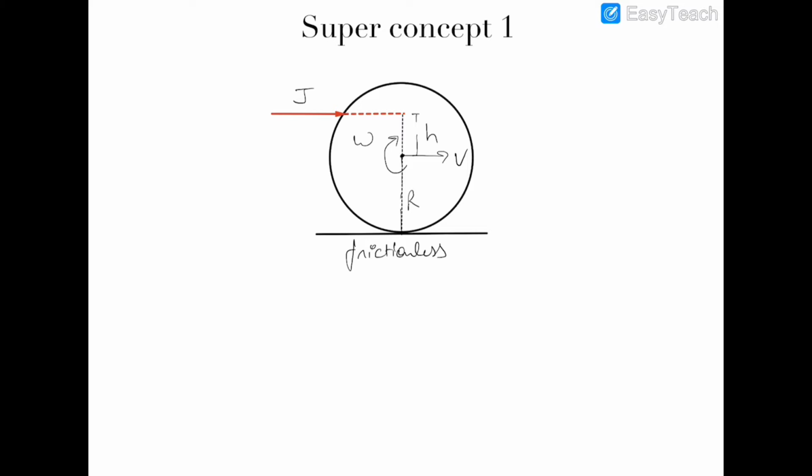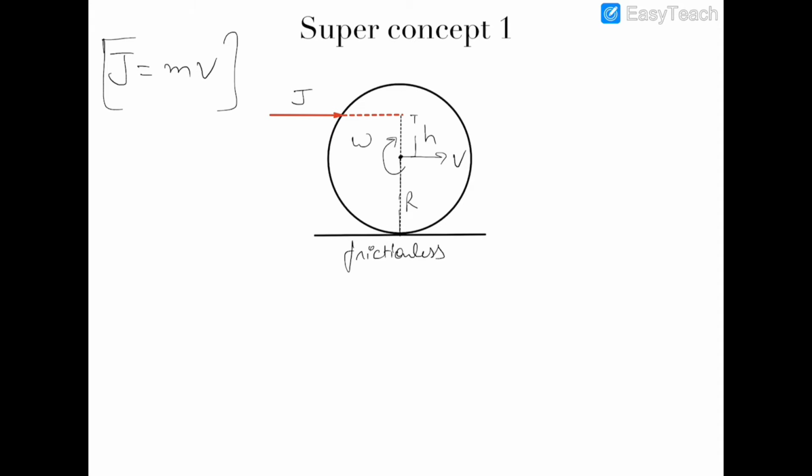This is a super concept of rotational motion, and we know that without any rolling friction, let's suppose we have applied some impulse at this point which is at a height of h from the center. This impulse is producing change in momentum. So this impulse is equal to change in momentum, which is mv, and this object was initially at rest. So the change in momentum is m into v, where v is the velocity with which it starts to roll.